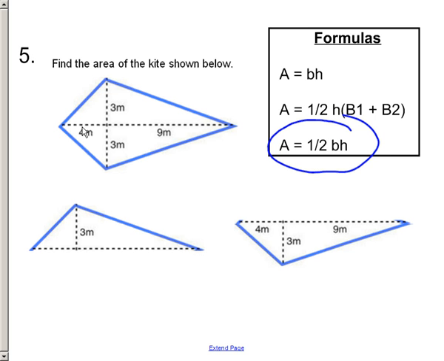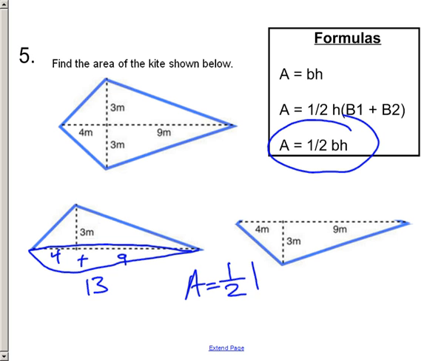We need to know the base. Well, that's going to be this line right here is the base. Well, if I look up here, I can see that this part of it is 4 meters and this part is 9 meters. But what I need to know is what is the base all the way across. So we're going to add those two together. So 4 plus 9 is 13. Let's write our formula down here so we can substitute and solve. Remember, area is 1/2 base times height. So the base is 13.